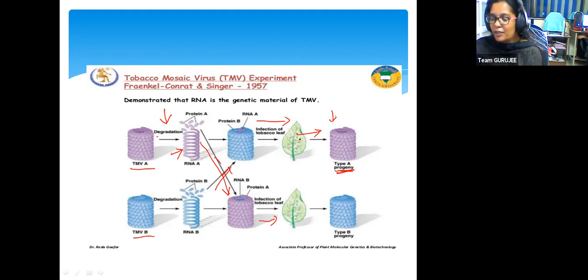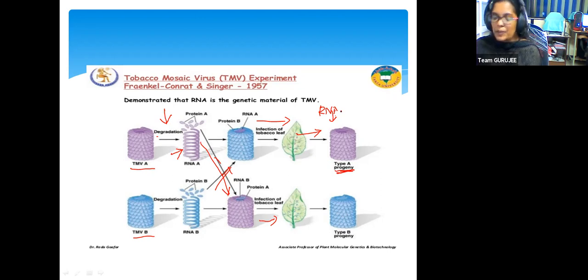But after that, the progeny was seen with the RNA, the color of the RNA used here. Likewise, in the second type, they have seen the color of RNA, which is in blue color. Whole proteins are in the color of the RNA. So what they concluded is that RNA is also the genetic material. Like DNA, RNA is also a genetic material.